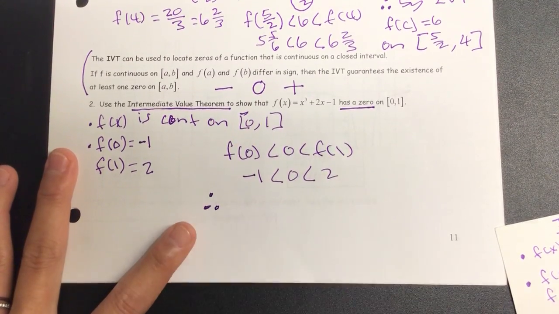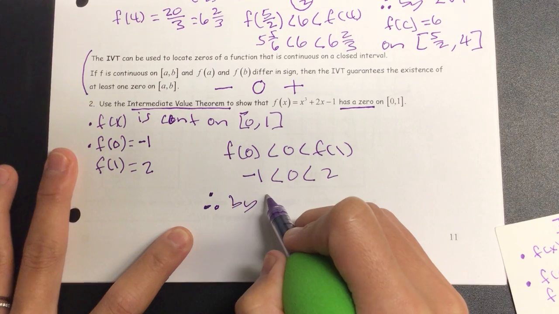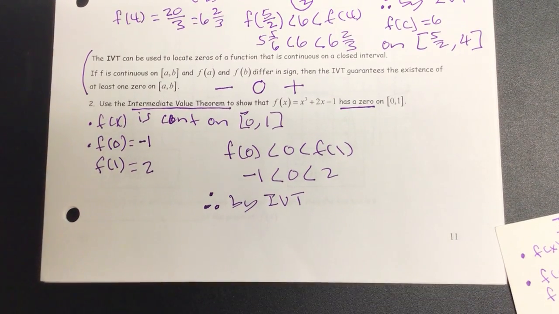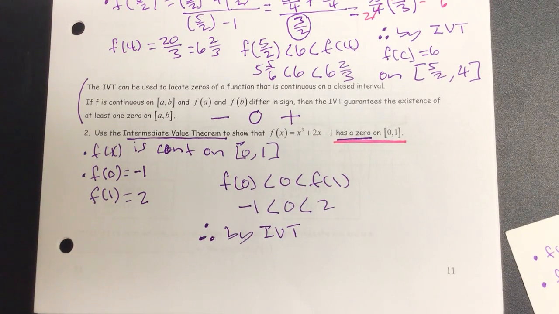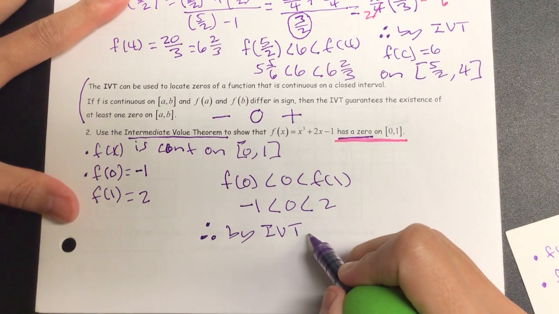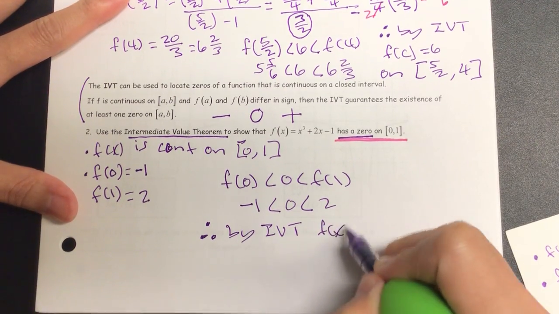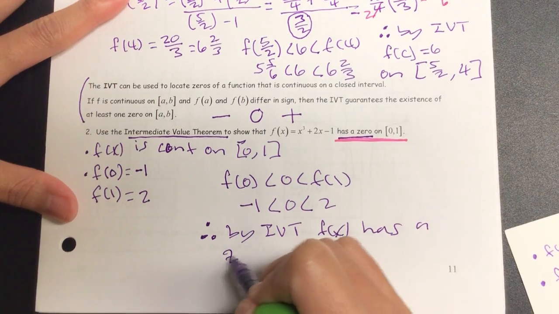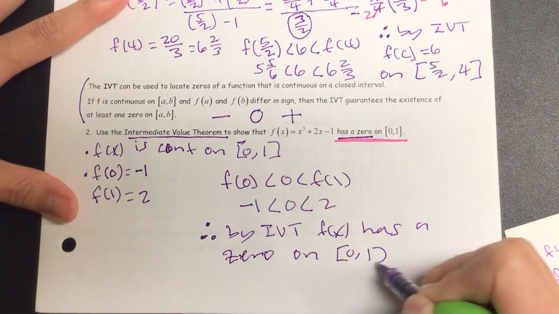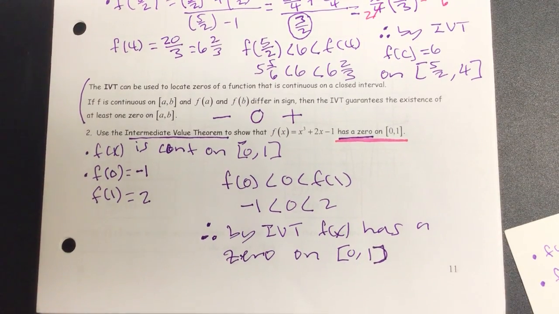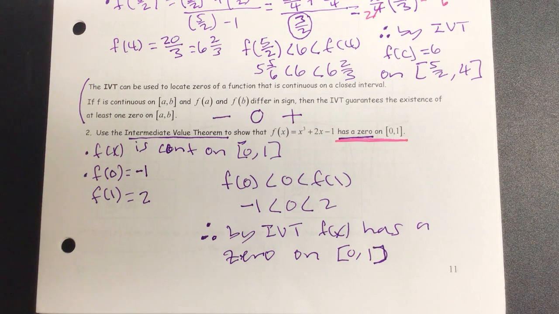Therefore, by what? By IVT. And I'm going to go ahead and write out the given information. There must be a 0 on that specific part. By IVT, we have f of x has a 0 on the interval [0, 1]. Ooh, that's a bracket. Okay, good on that one?